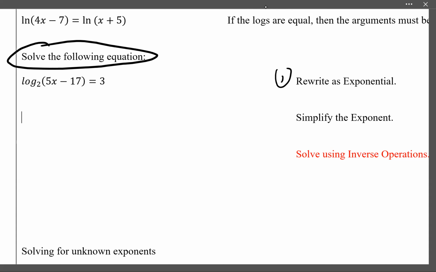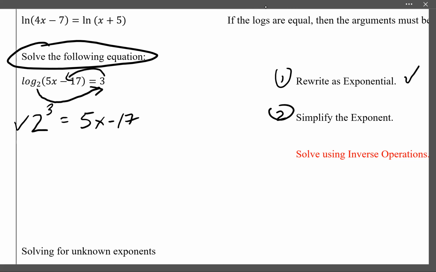So with the arrows, start with the 2 over to the 3. So that 2 is the base. 2 to the third power equals all of this, 5x minus 17. So that's exponential right there. So we just did rewrite as exponential. Next is we need to simplify that exponent. So 2 to the third power is 2 times 2 times 2. So that's 8. So 5x minus 17 equals 8.